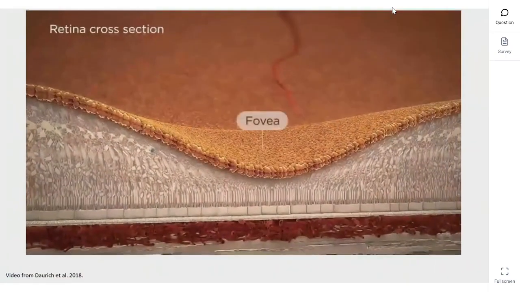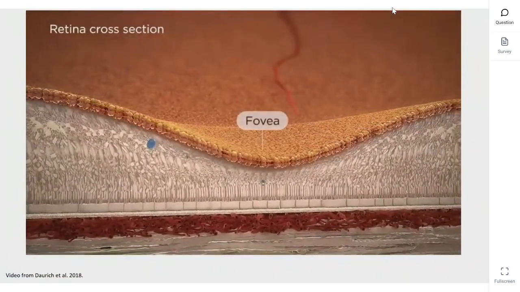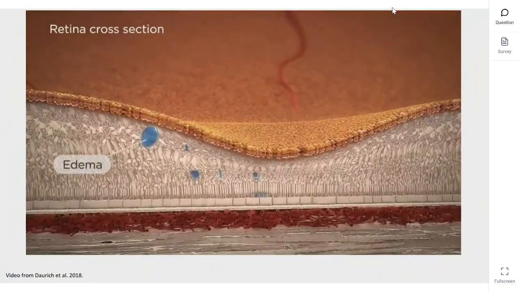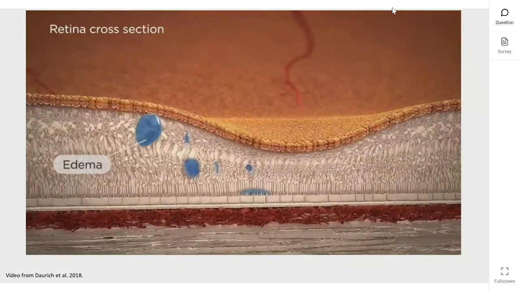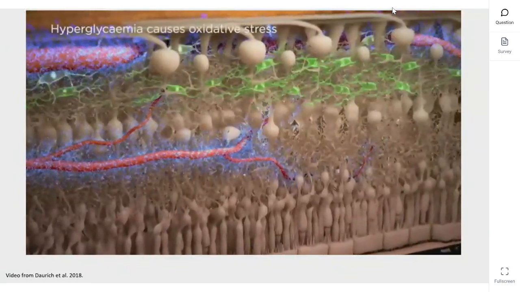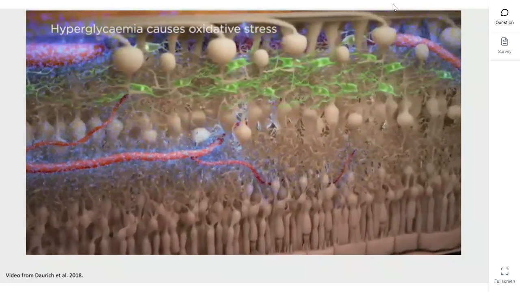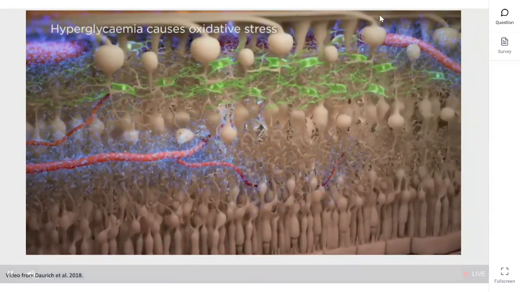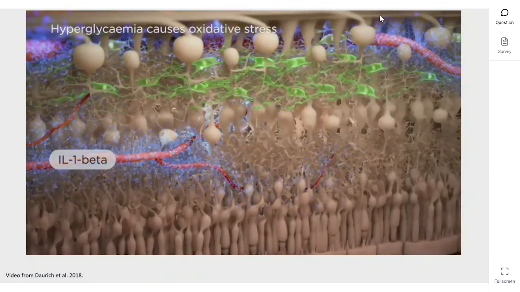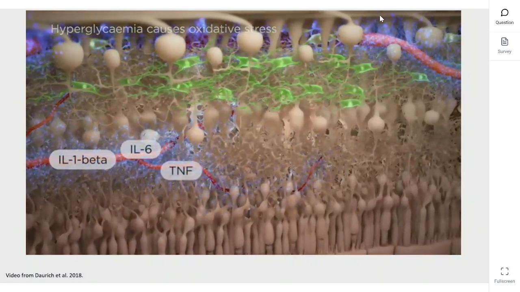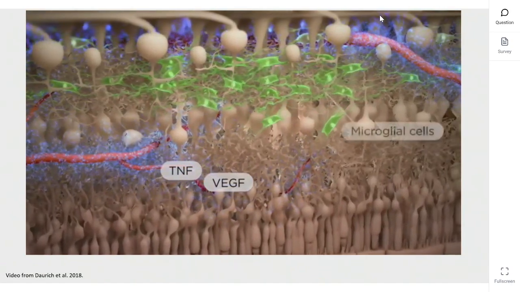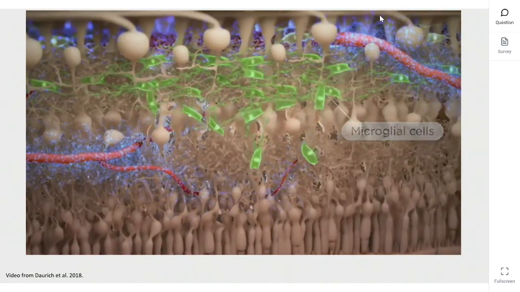This imbalance causes fluid to accumulate in the retina, resulting in intracellular and extracellular edema. Hyperglycemia causes oxidative stress that initiates activation of the retinal glial cells to produce a number of inflammatory cytokines, including interleukin-1 beta, interleukin-6, TNF, and also VEGF. The upsurge of these cytokines attracts more cells migrating into the retina.